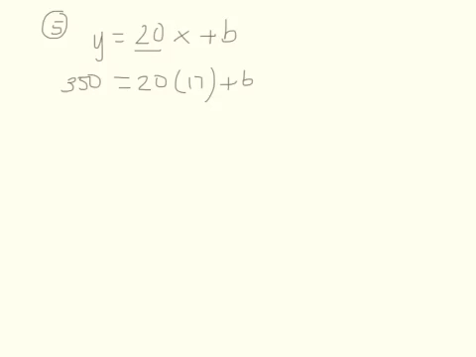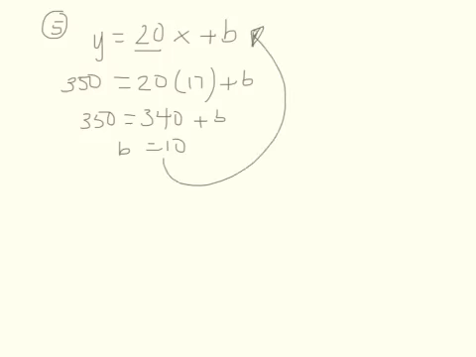I chose to use the point 17 for x and 350 for y, and then I will solve to get b by itself. Now that I have determined that the y-intercept, or b, equals 10, I can plug that back into the slope-intercept form of our estimated equation for the approximate equation of the line of the values in our chart. So our equation for the line of best fit was y equals 20x plus 10.